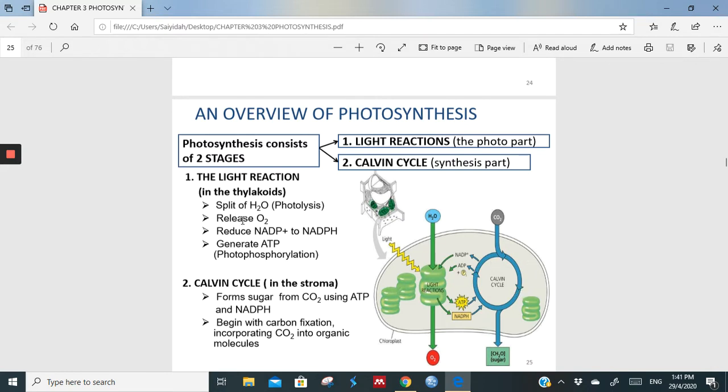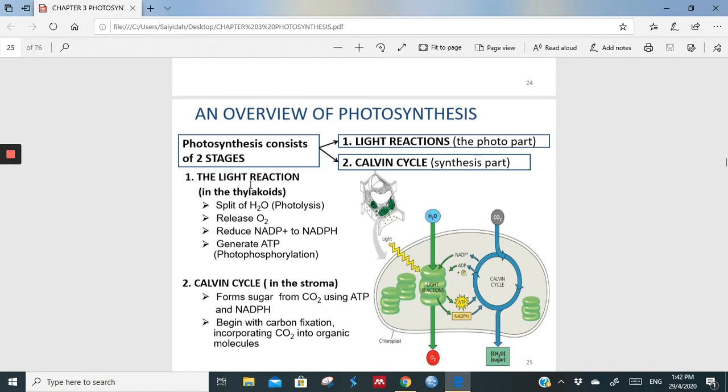So what happens during the light reaction? The water source will be split by the photolysis process to produce oxygen gas. This process of light reaction needs light to provide energy for the movement of electrons. So who is the electron source? The electron source for this light reaction is the electron from water. Water will be oxidized, it will lose electrons and produce oxygen.